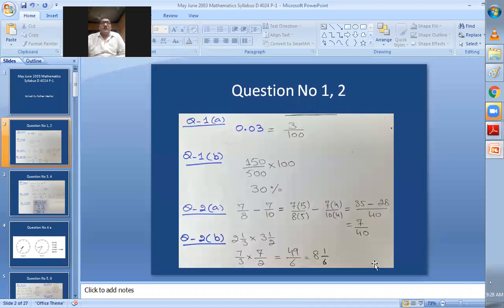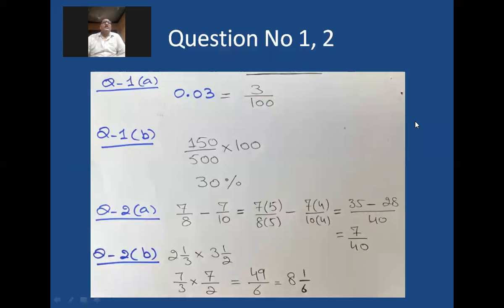And question number 2 is showing up on your screen, and here we go. So 7 by 8 minus 7 by 10, that will be 7 multiply 5 divided by 8 multiply 5 minus 7 multiply 4 divided by 10 multiply 4 equals to. So now the denominators are same, so you can take the single denominator. You can write it as a single denominator, 40. So upstairs you will have 35 minus 28, so it will be 7 by 40. So this is how you will do question number 2A part.